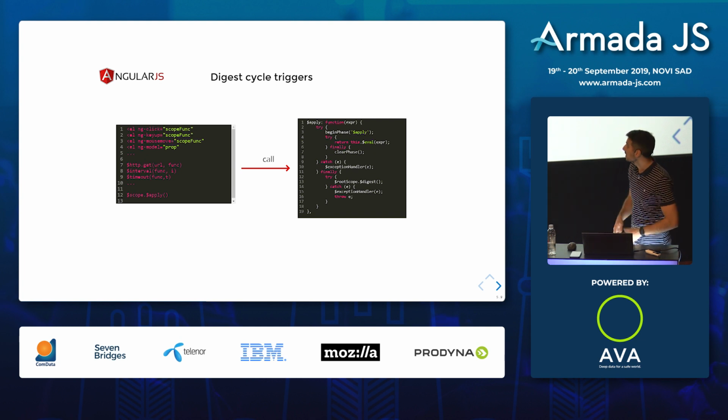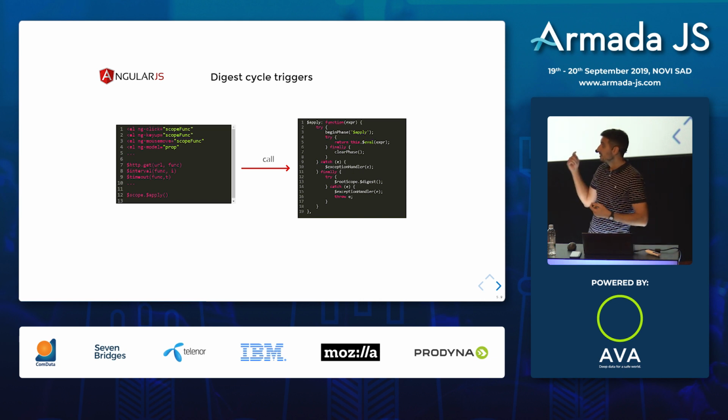So how is the digest cycle triggered? Like I said, we have special attributes prefixed with ng hyphen, where we can call our functions, etc. Then we have some APIs we can use, like $http, $interval, $timeout. It actually does the same thing as regular interval, but with one difference. It's a setTimeout wrapper, which calls scope apply at the end, and we can call scope apply manually.